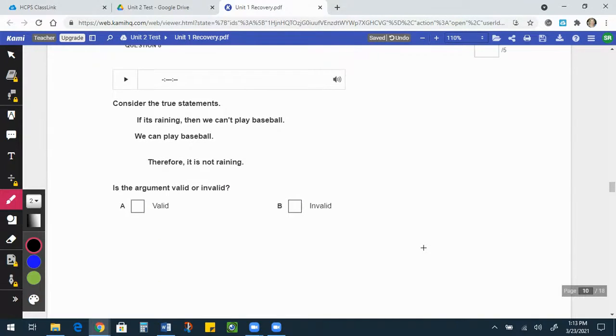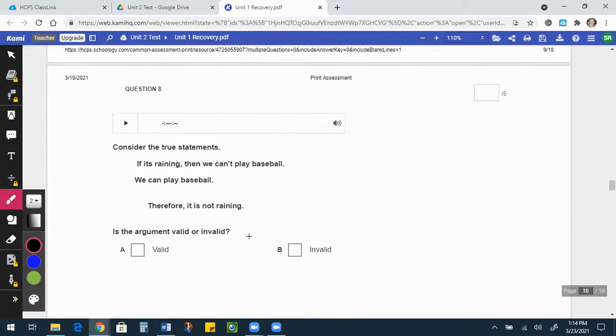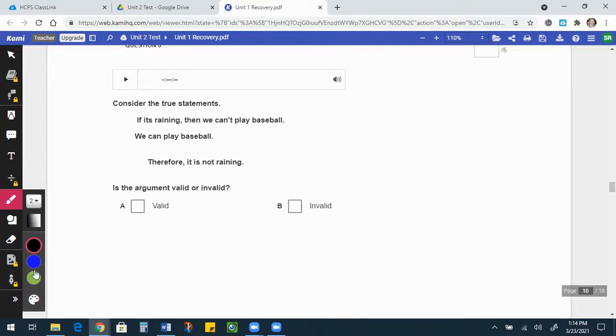All right, question number 8. Consider the true statements. If it is raining, then we can't play baseball. We can play baseball. Therefore, it is not raining. Right, this is just like the question we just did, where we have to mark all of our P's and Q's, and then just check to see, does it match one of our laws? All right, let's see.